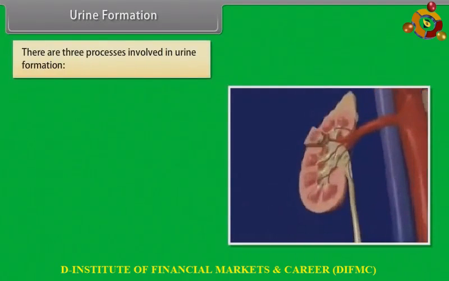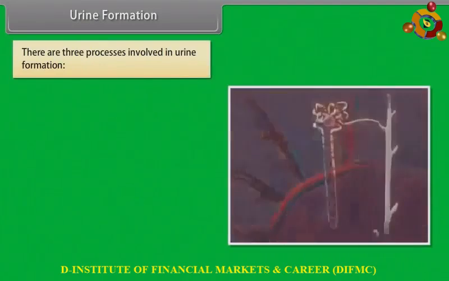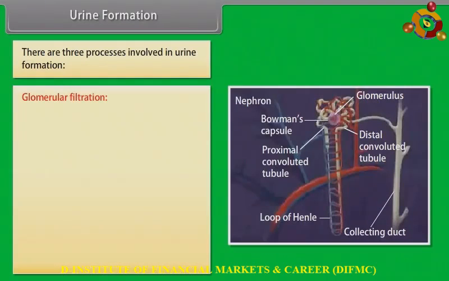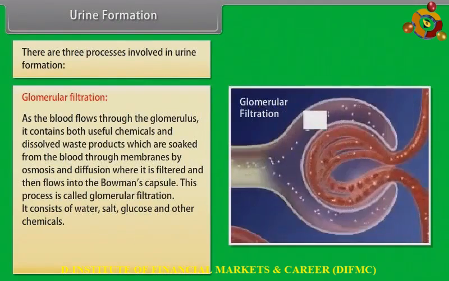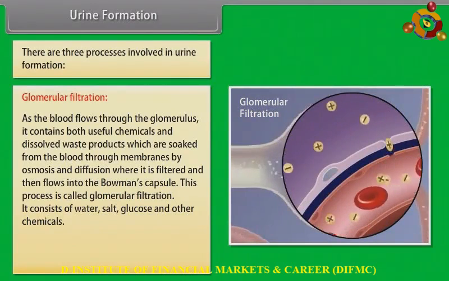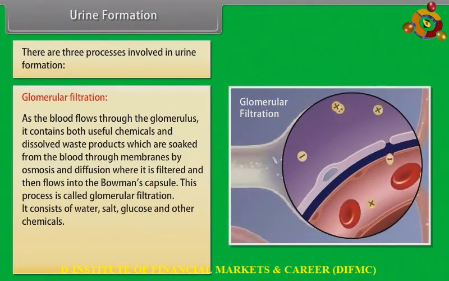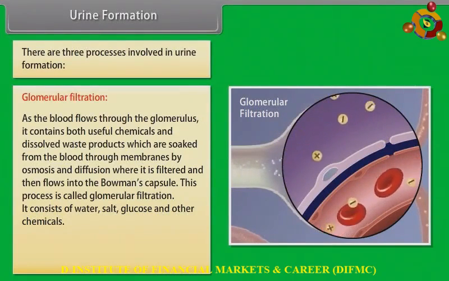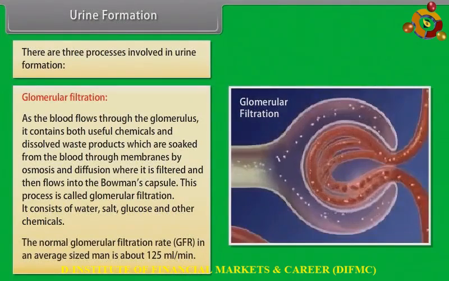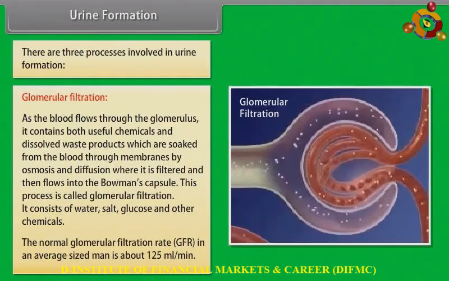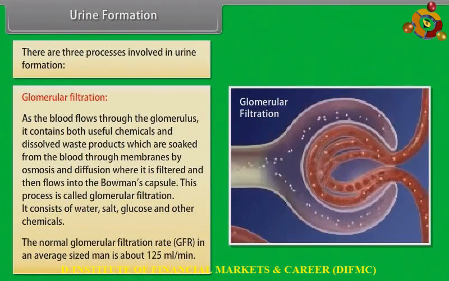Urine formation. There are three processes involved in urine formation. First is glomerular filtration. As the blood flows through the glomerulus, it contains both useful chemicals and dissolved waste products, which are filtered from the blood through membranes by osmosis and diffusion and then flow into the Bowman's capsule. This process is called glomerular filtration. The filtrate consists of water, salt, glucose, and other chemicals. The normal glomerular filtration rate, GFR, in an average-sized man is about 125 milliliter per minute.